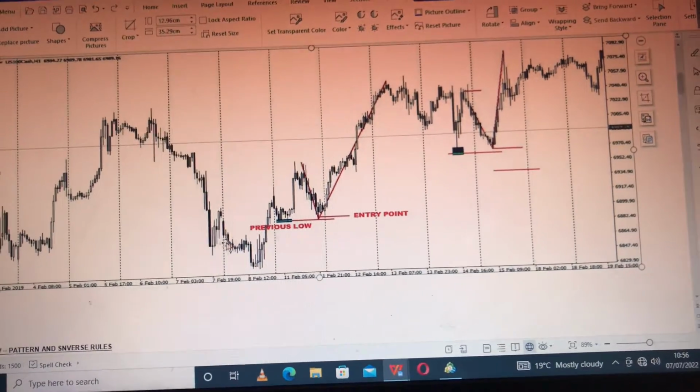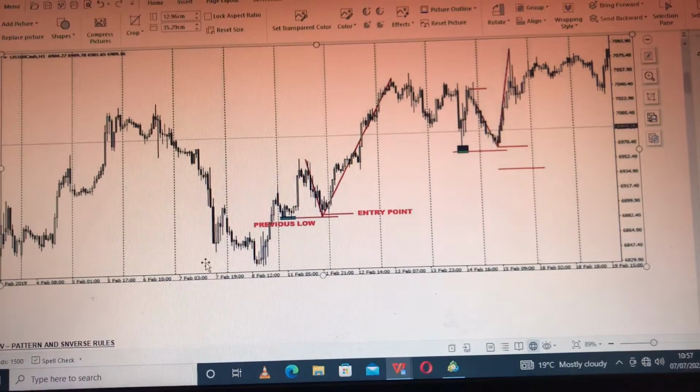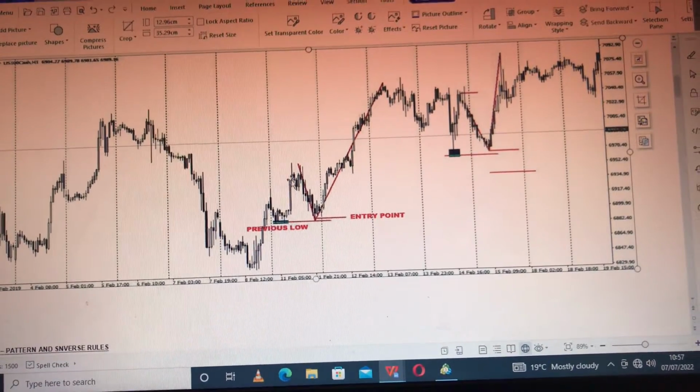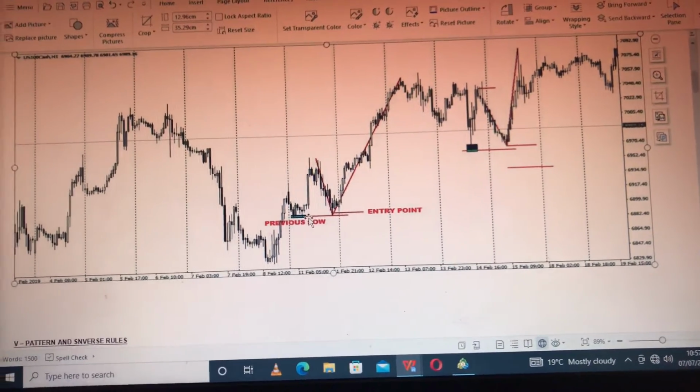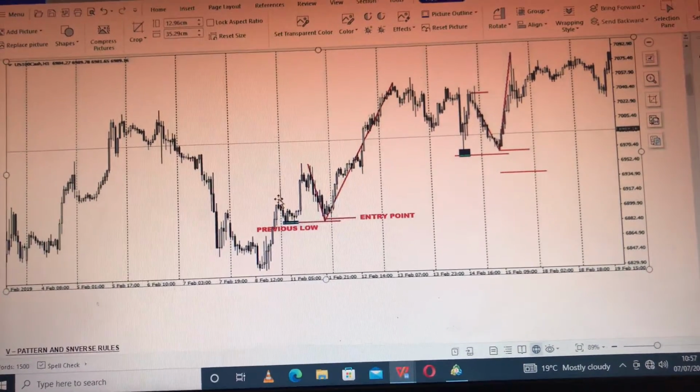If you look at this chart, those of you that trade patterns will notice that just here there is a head and shoulders. There's your left shoulder, your head, and your right shoulder. To trade these head and shoulders, you just have to put your neckline just here.